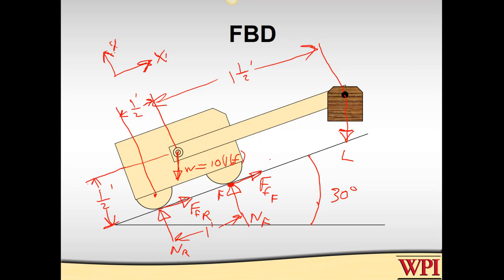We could pick any other point. It doesn't even have to be on the robot. I mean, it could be 10 feet away from the robot. As long as we sum the moments consistently about that point, they have to add up to zero.